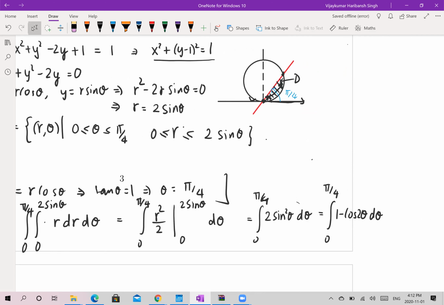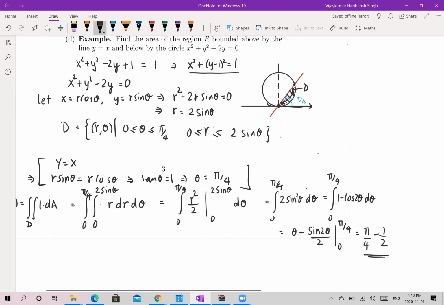And that can be seen as theta minus sine 2 theta by 2, from 0 to pi by 4. So when you put pi by 4, we get pi by 4 minus, sine 2 times pi by 4 is sine pi by 2, which is 1, so minus 1 by 2. And when we put 0, we get 0 in both. So this is the area.